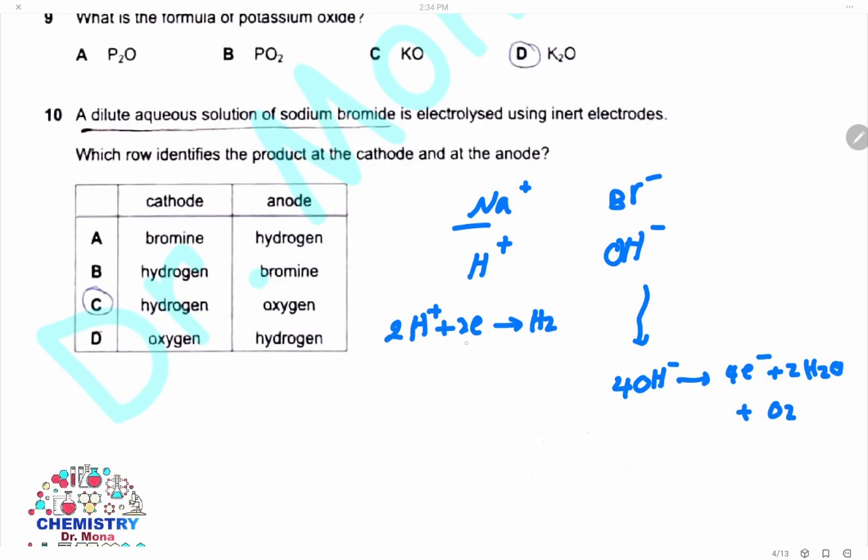Hydrogen ions will gain 2 electrons to form hydrogen gas, and at the anode, because we have a dilute solution, bromide ions will not be in enough concentration, so hydroxide ions will lose 4 electrons to form oxygen gas. So the oxygen will be produced at the anode and the hydrogen at the cathode, and the correct answer will be C.